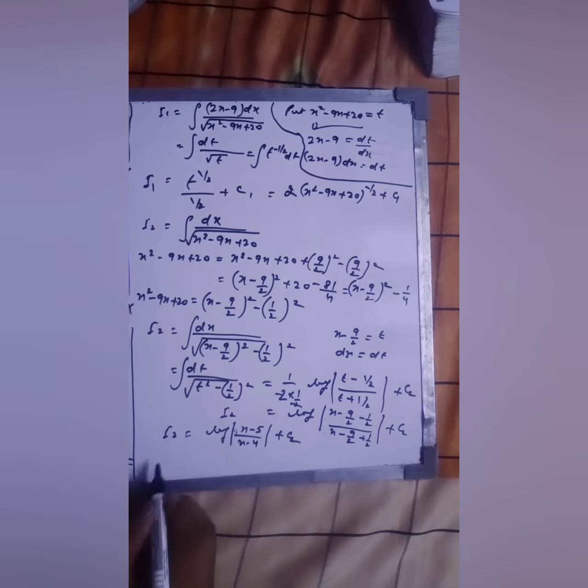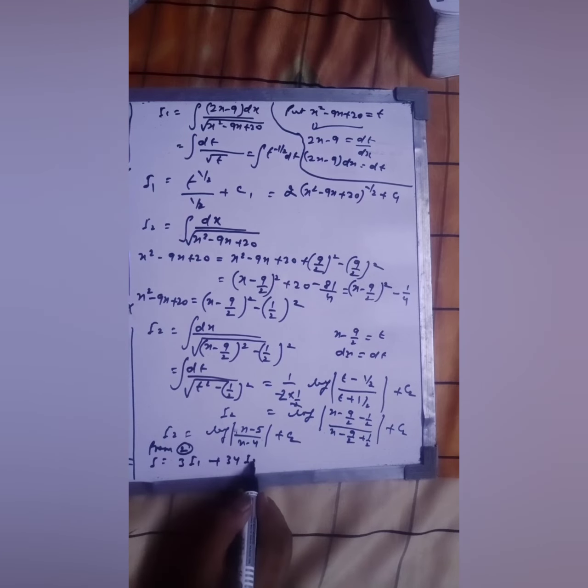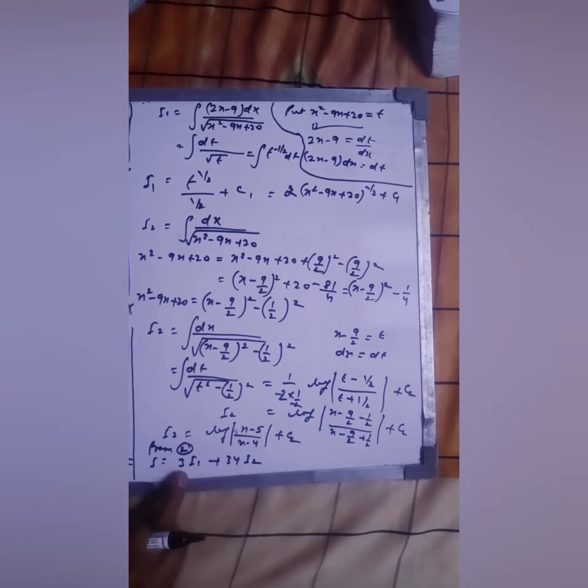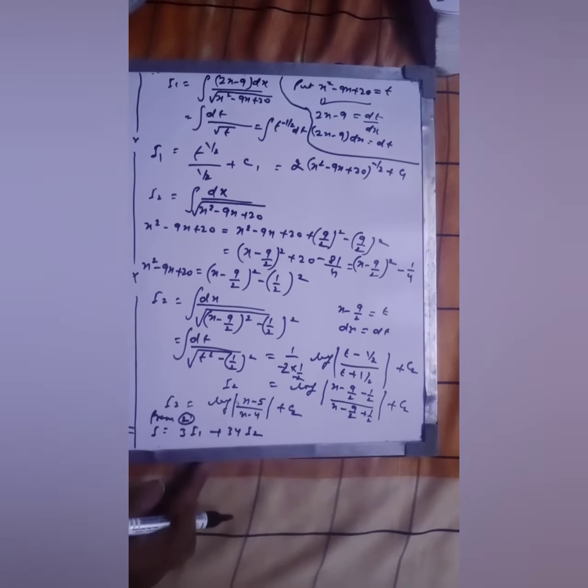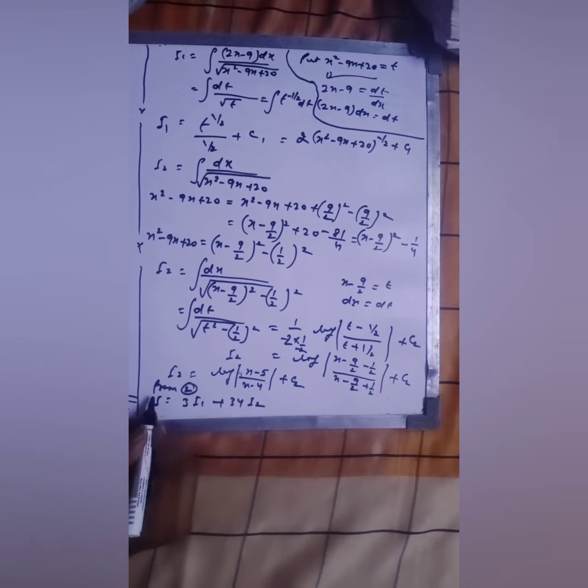From equation number 2, the second equation was I is equal to thrice I1 plus 34 times I2. Now you just put the values of I1 and I2 in this equation, and you will get the final answer. Okay, so this is how you can solve this question. Got it, children?